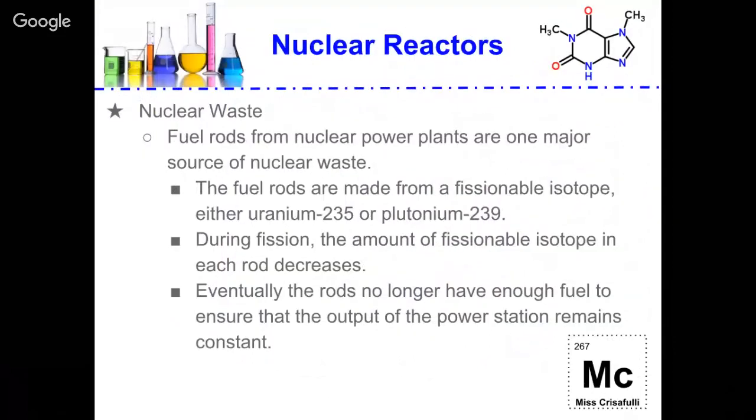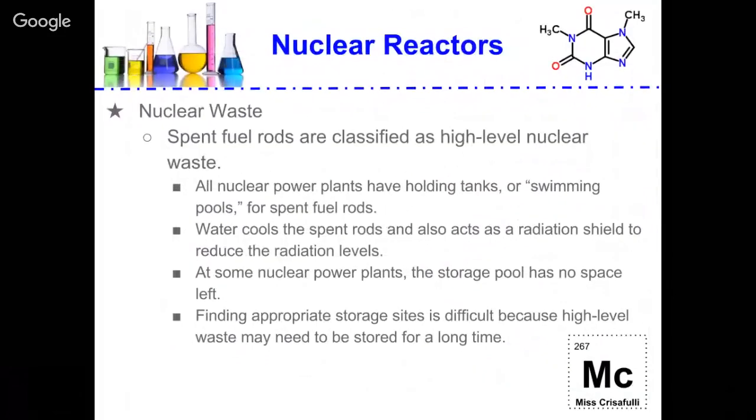Obviously nuclear reactors are going to produce waste. The nuclear waste is going to come from the fuel rods. The fuel rods are made of fissionable isotopes, either uranium or plutonium. During fission, the amount of fissionable isotope in each rod is going to decrease. Eventually the rods will no longer have fuel to ensure that the output of the power station remains constant. So the spent fuel rods are going to be classified as high-level nuclear waste.